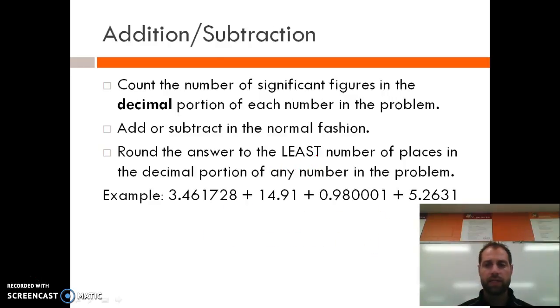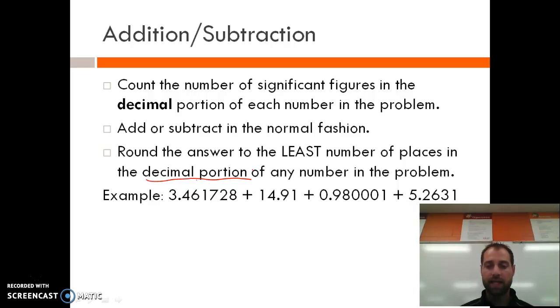When I do addition and subtraction, it's a little bit different. We're going to count the number of significant figures in the decimal portion of each number in the problem. We're going to add or subtract in normal fashion. And then we're going to answer with the least number of places in the decimal portion. And that's different than what we had previously in multiplication and division. We're going to look at the decimal portion only of any number in the problem.